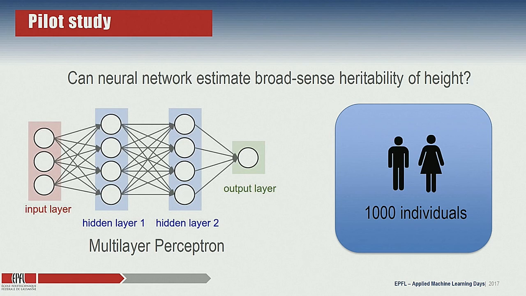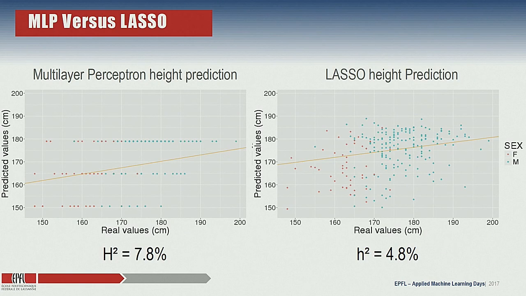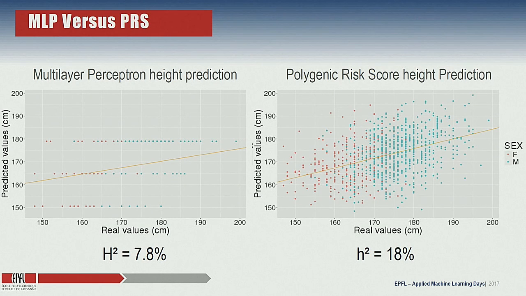So we ran a pilot study on 1,000 samples, and we tried to estimate height, which is a classical polygenic trait. We tried different neural architectures, and we stuck with a multi-layer perceptron, which has 700 neurons as input, which are SNPs known to be associated with height, and 2 hidden fully connected layers. This is our result. You can see on the left that the multi-layer perceptron is clustering the result in 3 classes. Doing this, it reached a broad sense heritability of 7.8%, and we compared it with more classical techniques such as multiple linear regression or lasso, and they reached narrow sense heritability of 1.8 or 4.8.